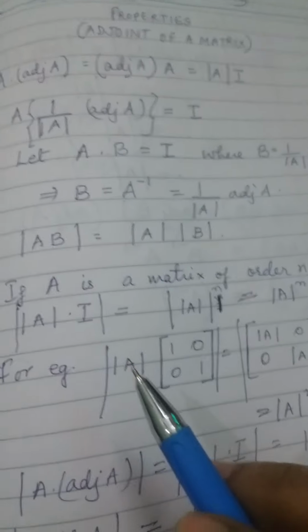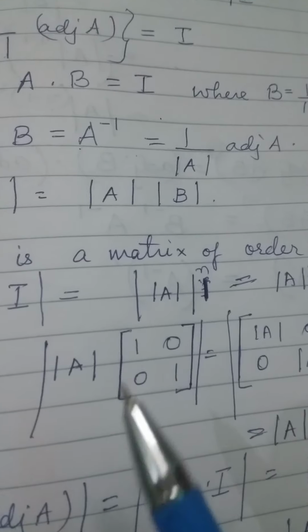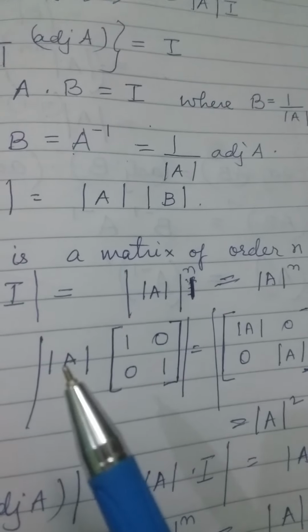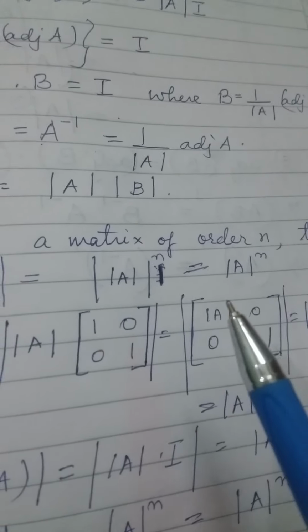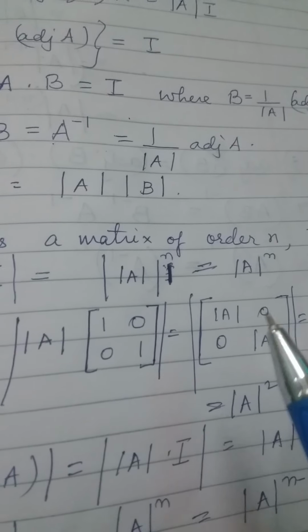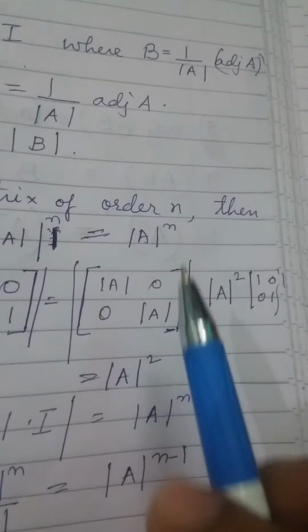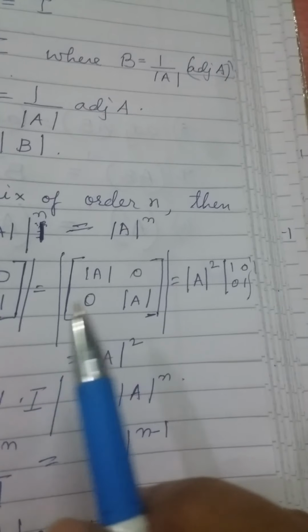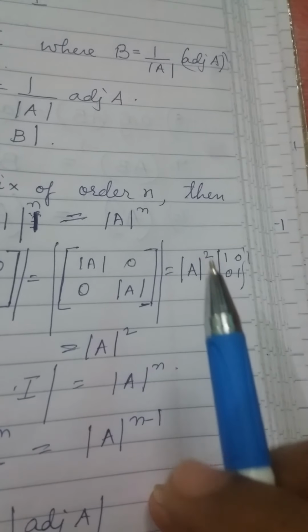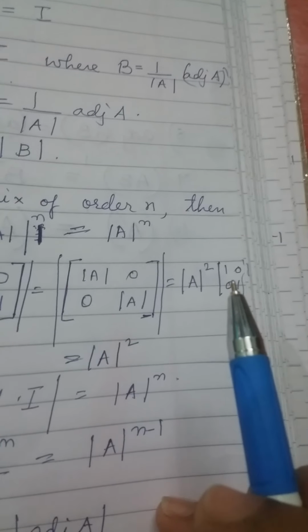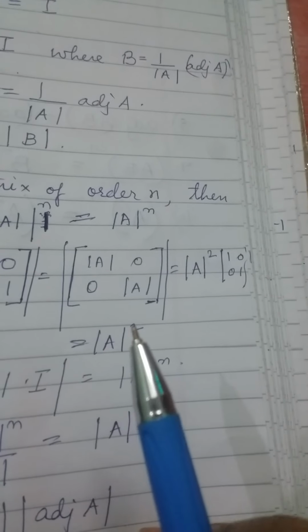Now for example, suppose I take order 2. So I am talking of determinant A into I of order 2. First of all I will multiply this to this, and I will get a matrix with determinant A, 0, 0, determinant A, and then I have to find the determinant of it. By the property of determinants, I take determinant A common from the first row and determinant A common from the second row, so I have determinant A square, and the leftover is 1 0 0 1, of which the determinant value is 1. So we get the answer as determinant A to power 2.